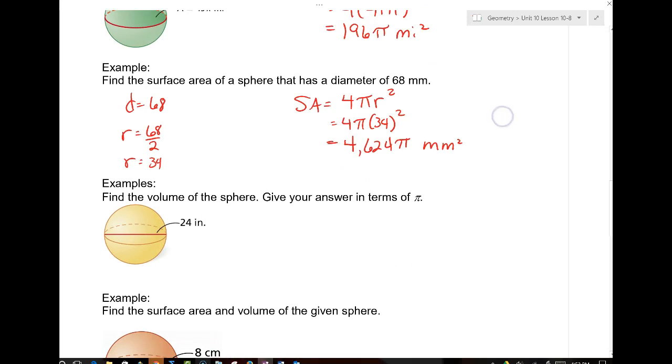All right, so work with this. Let's talk about the volume of a sphere. It says find the volume of the sphere, give your answer in terms of pi. Okay, what's the volume formula, guys? Yeah, 4 pi r cubed over 3. All right, so I need radius. Do I have radius?